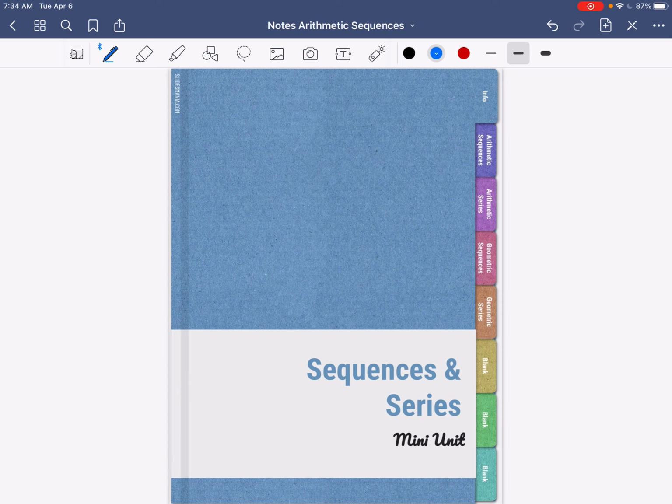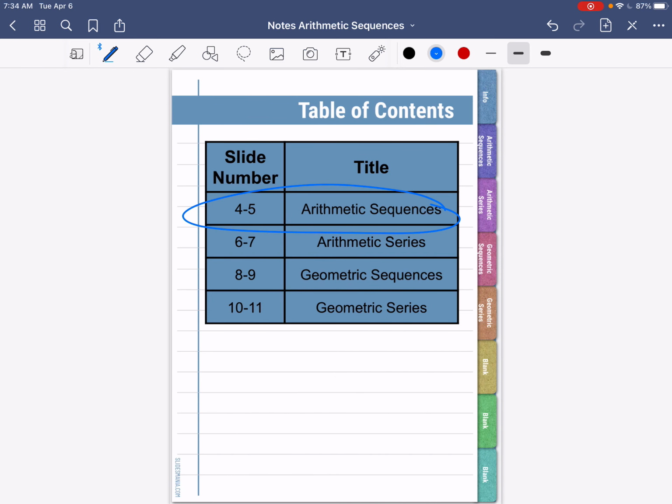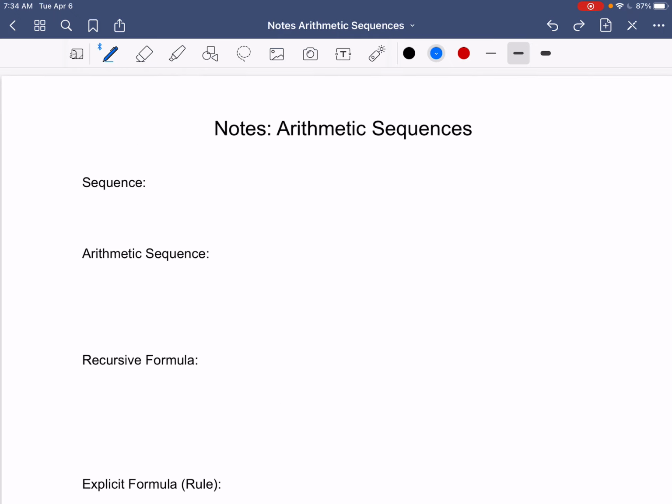Hi guys, these are our notes. We're in a little mini unit about sequences and series, and we're going to talk today about arithmetic sequences. I know it looks like "arithmetic," but the way that you say it is "arithmetic."